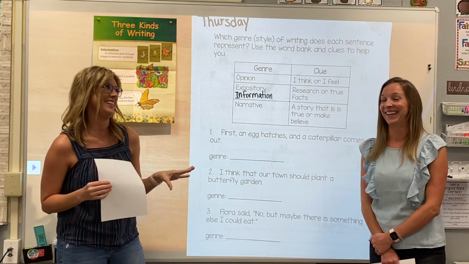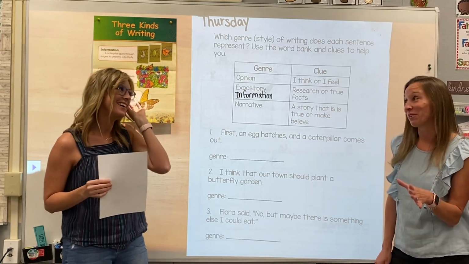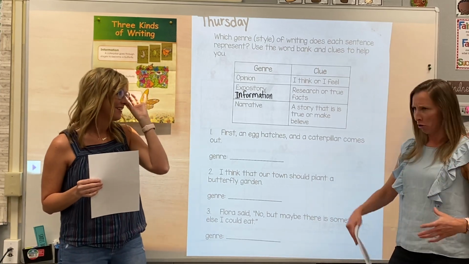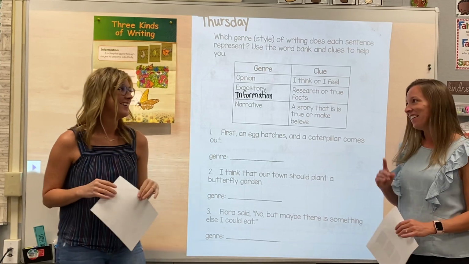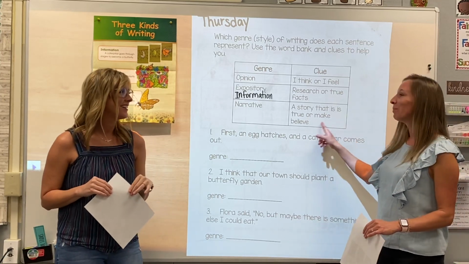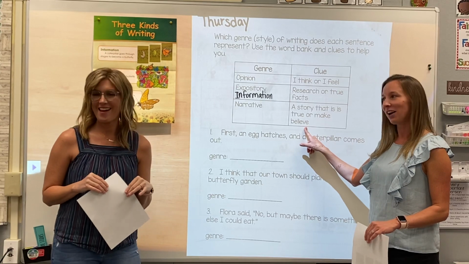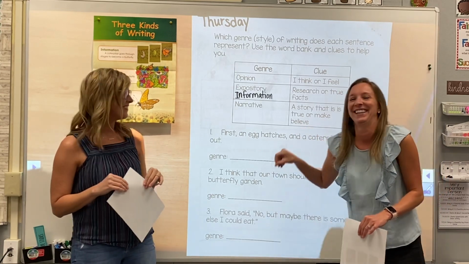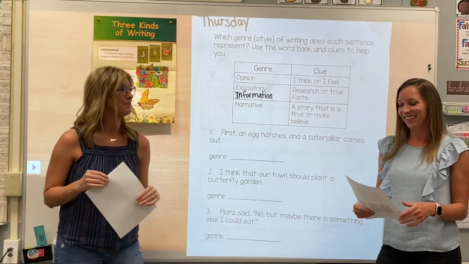What do you think? You know, I wasn't sure at first, but once the frog started talking, I could tell that it was a make-believe story because frogs don't talk in real life. So you were correct. Good job. That was a good one.